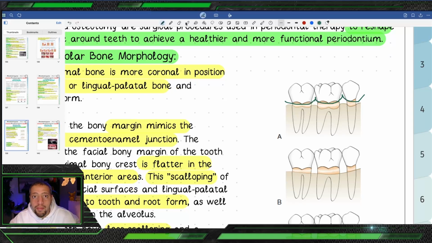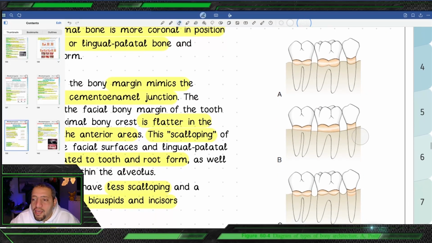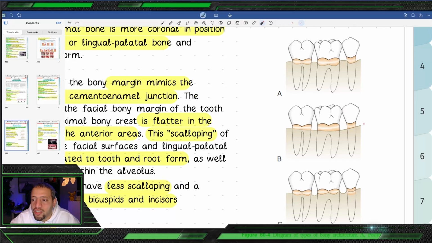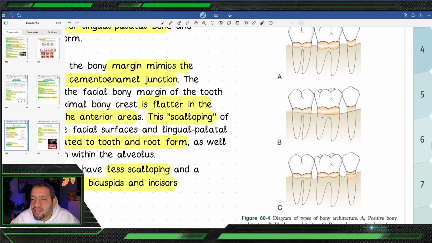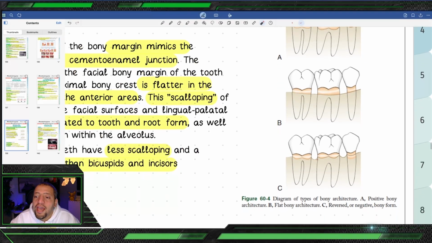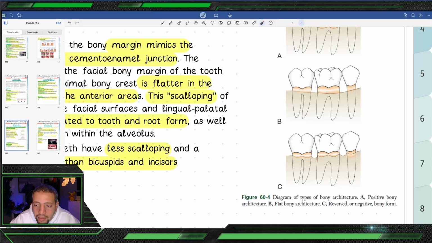So our main goal for everything is to have this area scalloped this way. This will be reflected by the bone beneath it. So this is the positive architecture bone. Here we have the second type of bone, which is the flat bone, which is not desirable because it will lead to recession. And the most annoying bone we have is negative architecture.